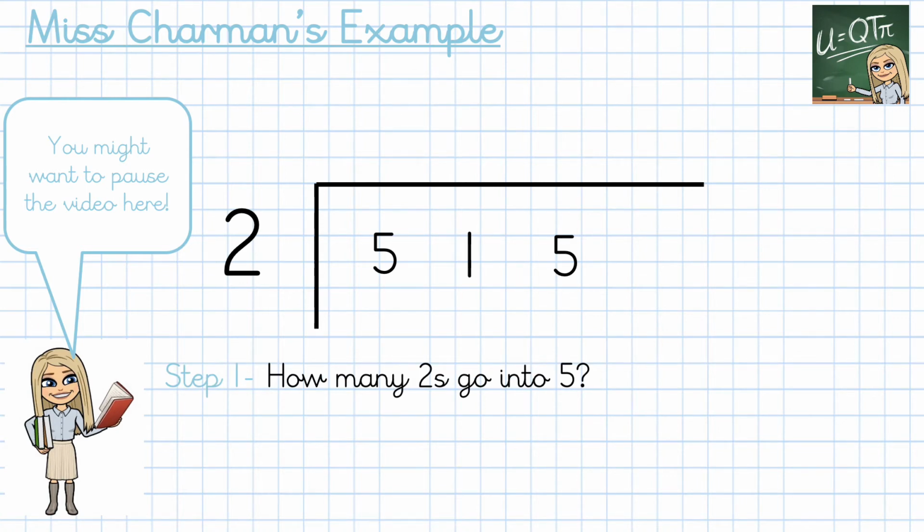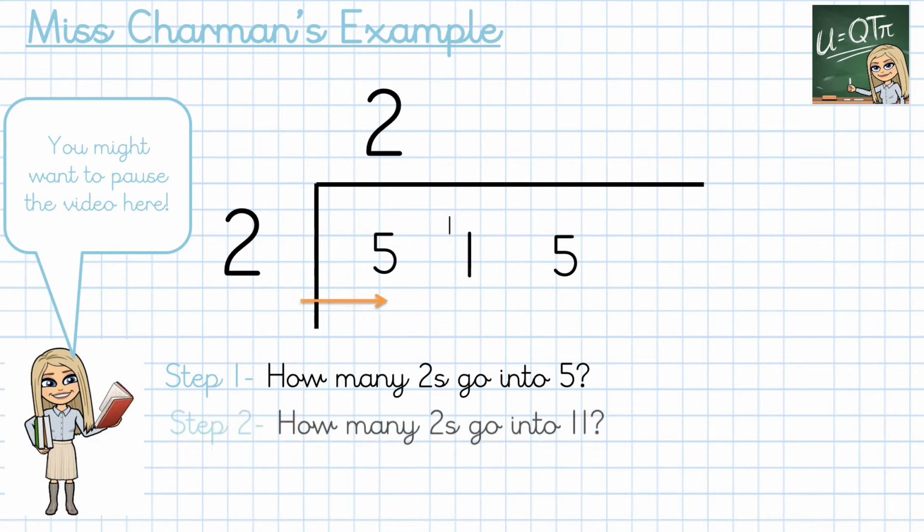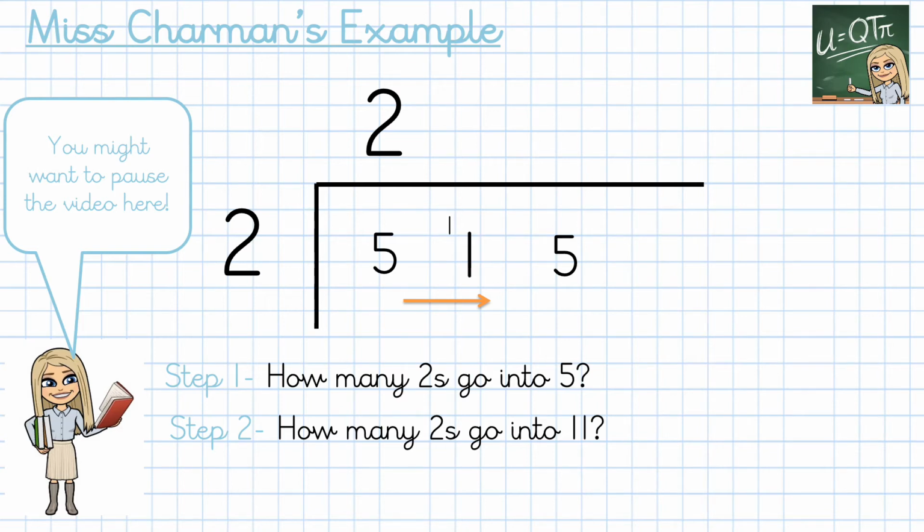We know that 2 2's go into 5, so I'm going to write a 2 in the hundreds column. And because we've got a remainder of 1, I'm going to regroup the 1, which means we're now into the tens column. So how many 2's go into 11? We know that 5 2's go into 11, so I'm going to write a 5 in the tens column. But again, we've still got a remainder of 1, so I'm going to put that into the ones column, which means I've now got 15 in my ones column because the value of the 1 is obviously 10.